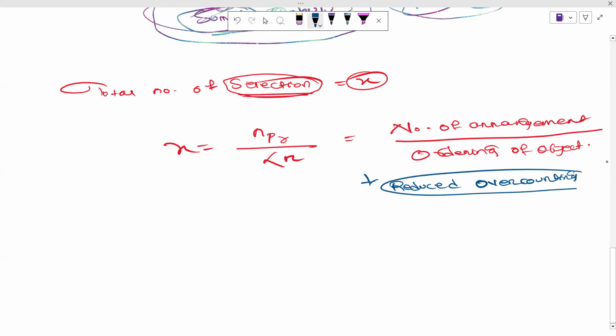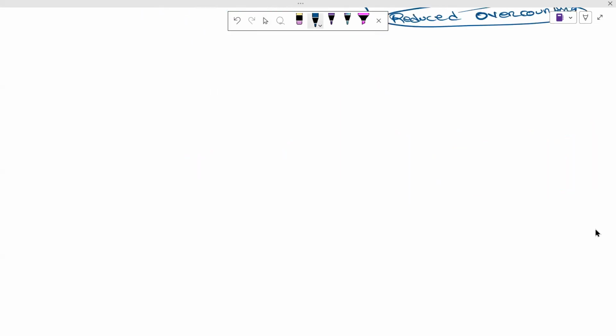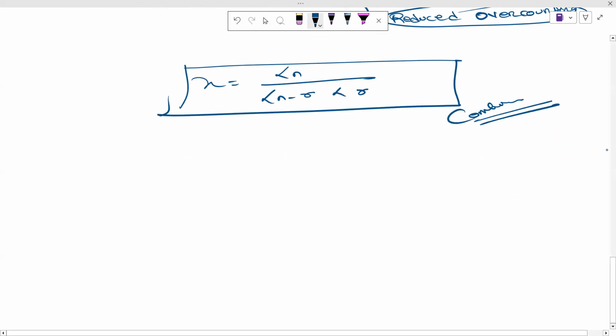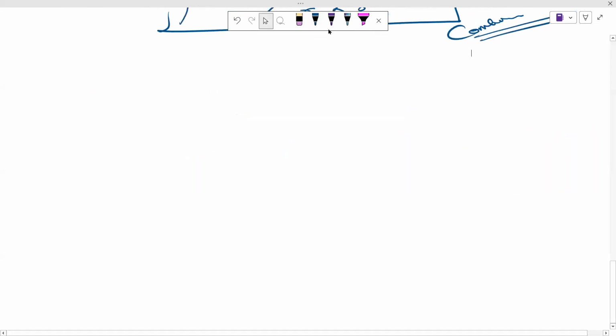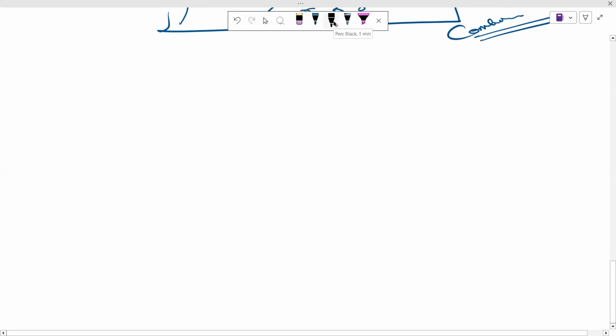Right? So now here I can say that the formula is what? So here x is equal to factorial of n divided by factorial of n minus r times factorial of r. So this is the formula, which is nothing but the combination. Right? So let's take an example for better clarity. I will write one question, so try to solve it. In this question, we are going to understand the concept very clearly.